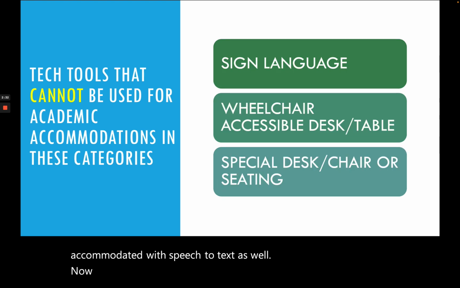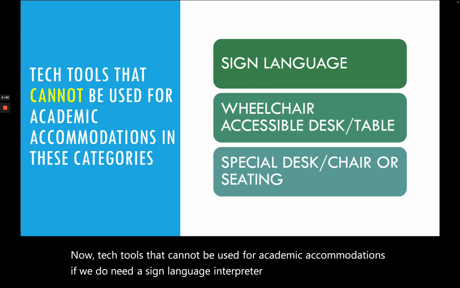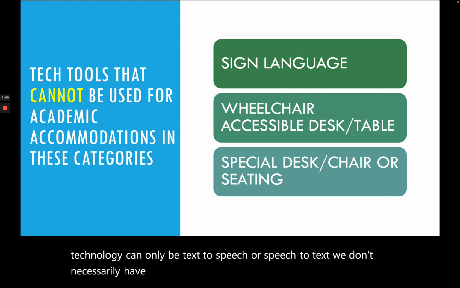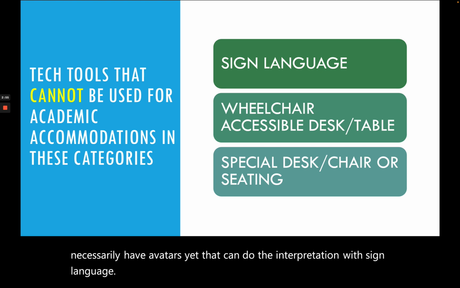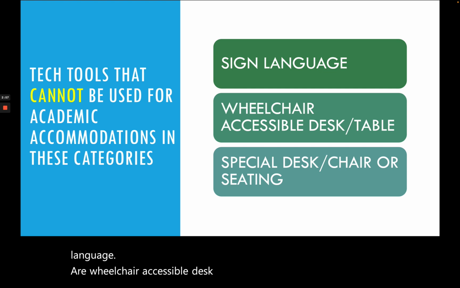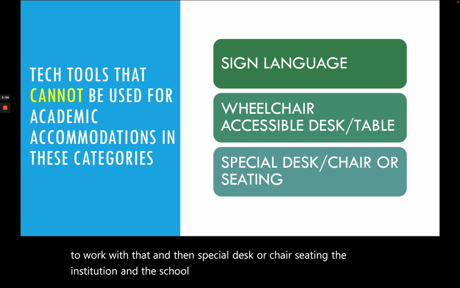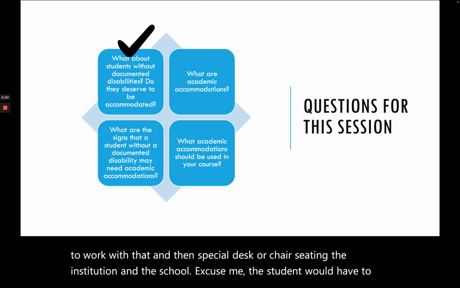Now, tech tools that cannot be used for academic accommodations. If we do need a sign language interpreter, then right now the technology can only be text to speech or speech to text. We don't necessarily have avatars yet that can do the interpretation with sign language. Wheelchair accessible desk and table, the institution would have to work with that. And then special desk or chair seating, the institution and the student would have to work with that.